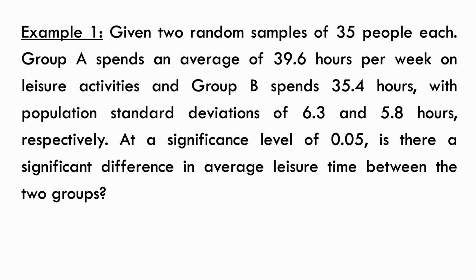Given two random samples of 35 people each, Group A spends an average of 39.6 hours per week on leisure activities, while Group B spends 35.4 hours, with population standard deviation of 6.3 and 5.8 hours, respectively. At a significance level of 0.05, is there a significant difference in average leisure time between the two groups?